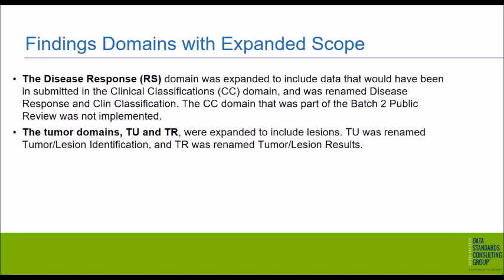Okay, so what happened between 3.2 and 3.3 was that the RS domain was expanded to include data that would have been in clinical classifications. The clinical classification domain was another questionnaire domain. Things like Child-Pugh scores or PASI scores really aren't questionnaires, because they're assessments.